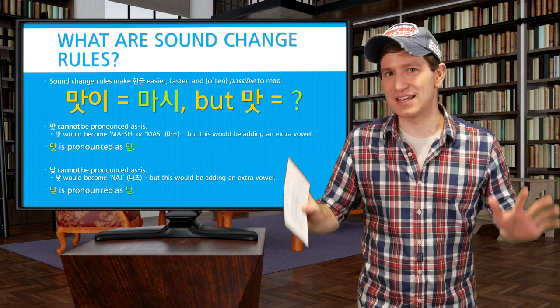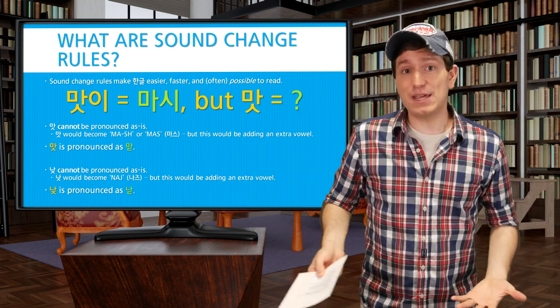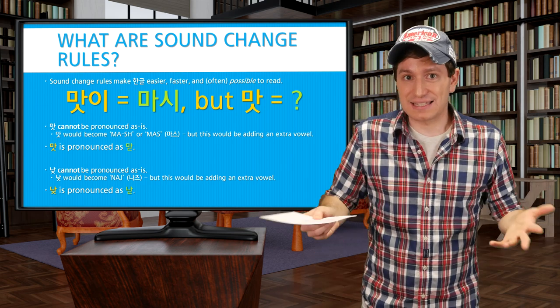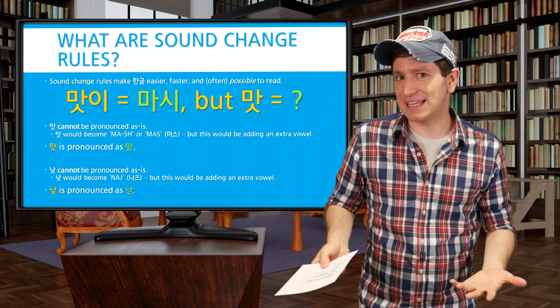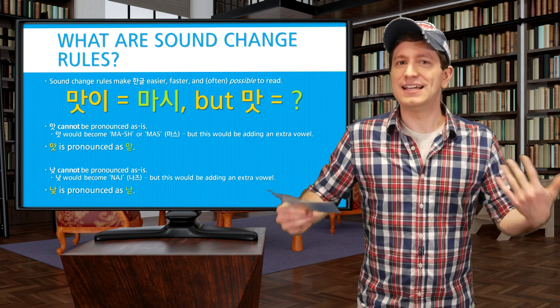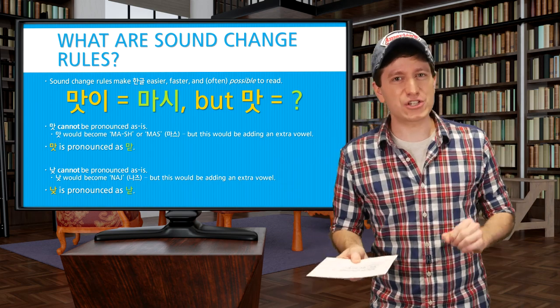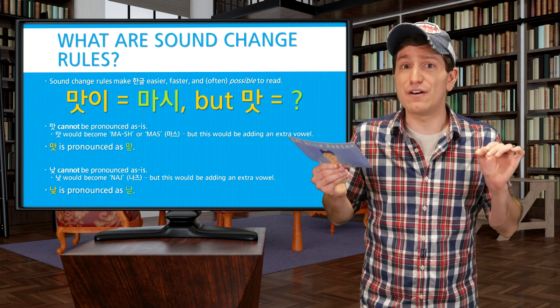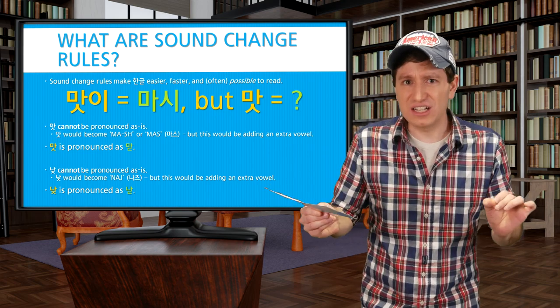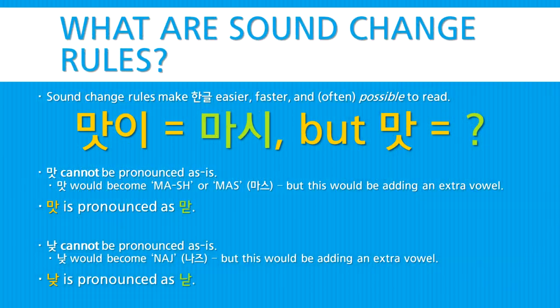cannot be pronounced. Some people might think it would be pronounced as mas, mas, right? Because you know that that letter is kind of an S. However, if you were to say mas, what you're actually doing is adding in a vowel, masu, masu, where it doesn't really exist. This word is actually pronounced as mat, mat.